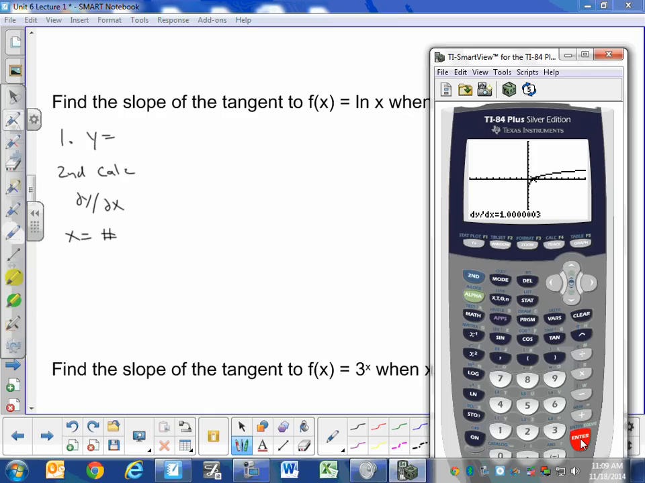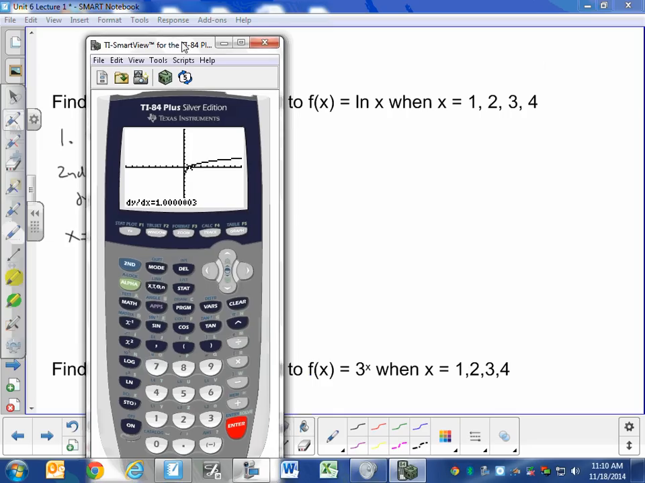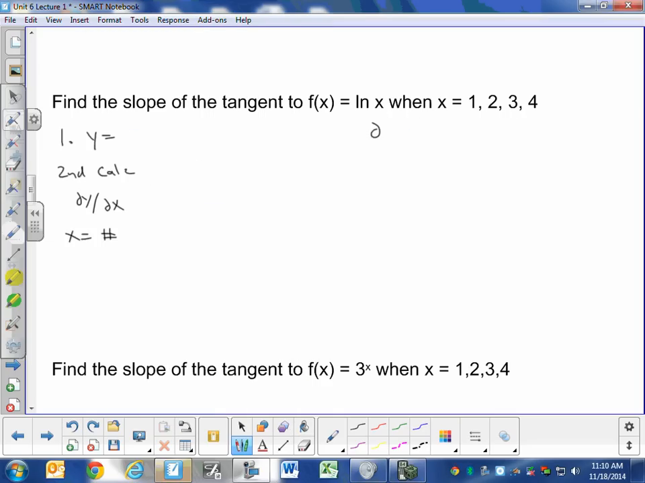Now, it gave you that big decimal because it's giving you an approximation. You could probably assume that the exact value of the tangent slope is 1, and you'd be correct. However, your calculator is not good with exacts. It's good with approximations. So your calculator just told you that the derivative of log x, when x is 1, was 1.